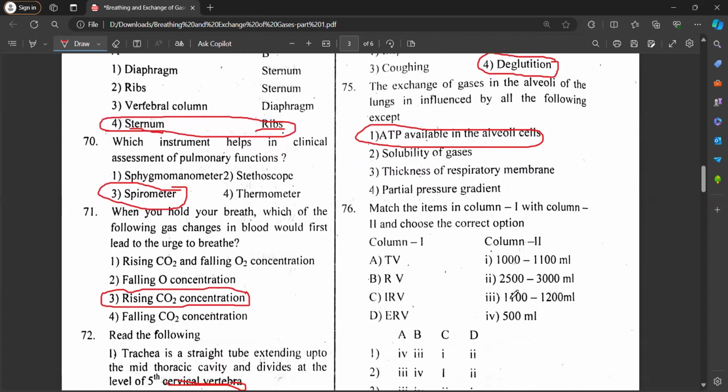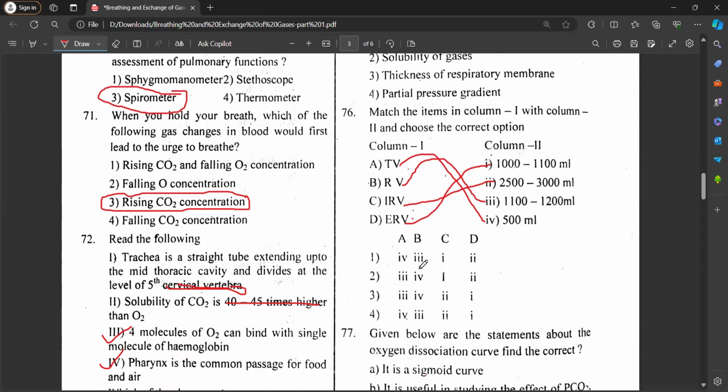Next, match the following. Give pulmonary volumes and their capacities or volumes. Tidal volume 500 ml. Residual volume 1100 to 1200 ml. Inspiratory reserve volume 2500 to 3000. Expiratory reserve volume 1000 to 1100 ml. So the correct options are 3, 4, 2, 1. So the third option is the correct one.